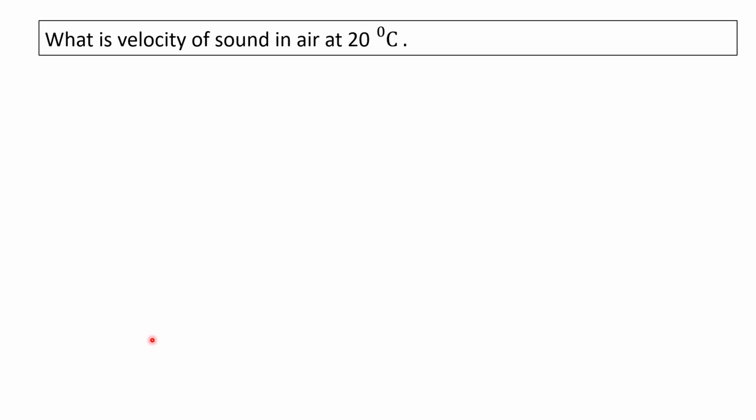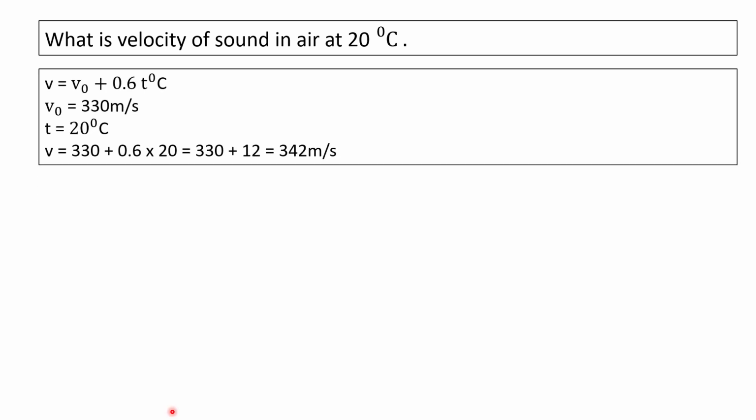Now using the equation, we can solve. V equals V0 plus 0.6 into T degrees Celsius. V0 is 330 and T is 20 degrees. On substituting in this equation, instead of V0 330, instead of T 20, we get 330 plus 0.6 into 20, that is 330 plus 12 equals 342 meters per second.